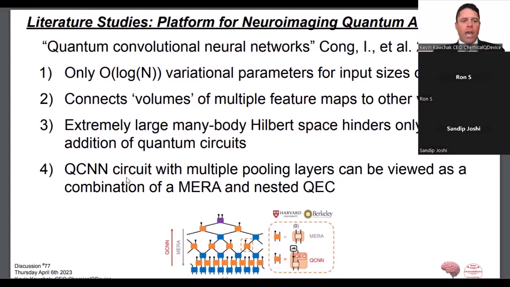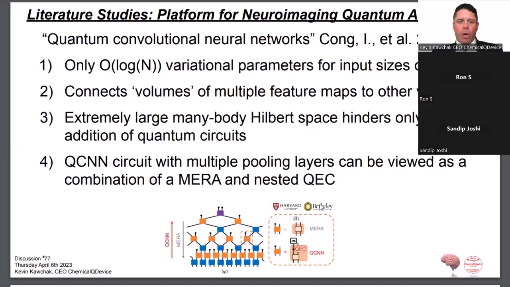Number 4 is based on this MERA circuit. This is a Nature article by Harvard and Berkeley, so Harvard University and UC Berkeley. A MERA basically gets exponentially bigger, and then a QCNN gets smaller, but it can't get exponentially smaller. You'll see the differences. They also say that the QCNN, and I don't know if this is 100% the case, also contains a nested quantum error correction circuit.